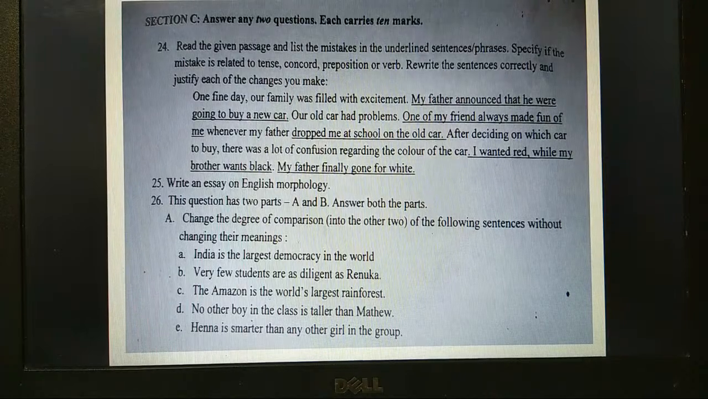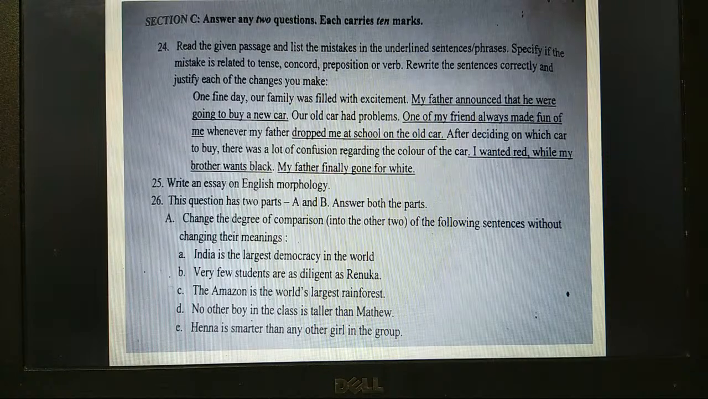Let's look at the positive. Matthew is all right. Positive, right? No other boy in the class is as tall as Matthew. That is positive. Now, the superlative. Matthew is the tallest boy in the class.